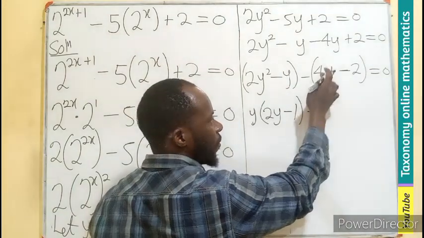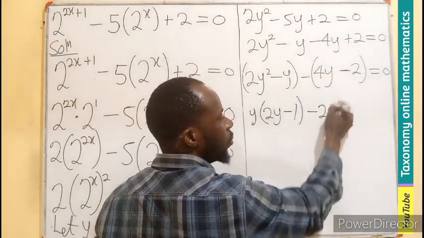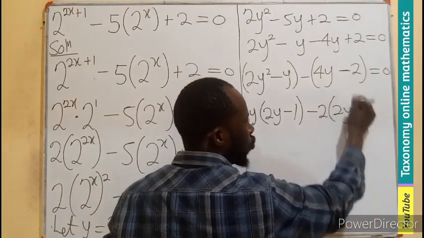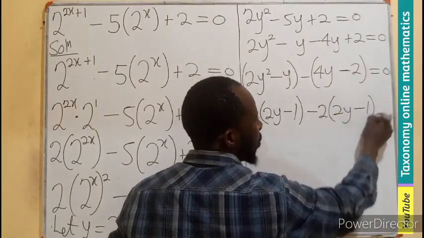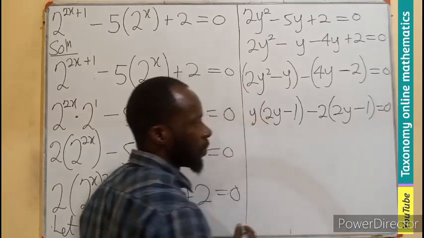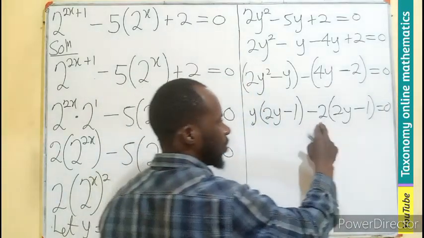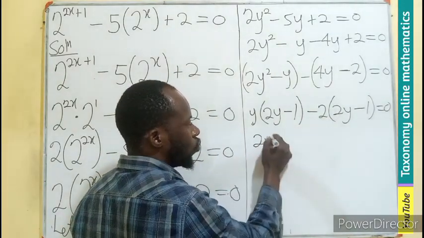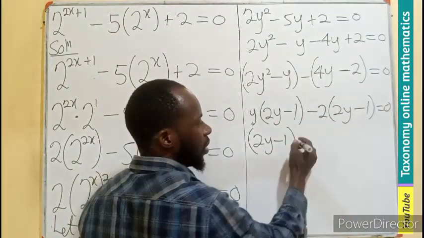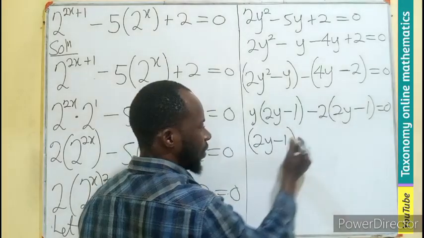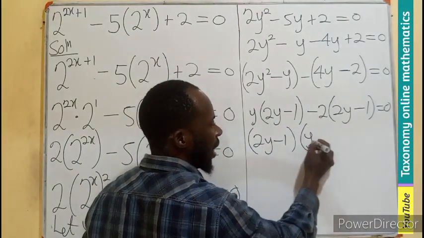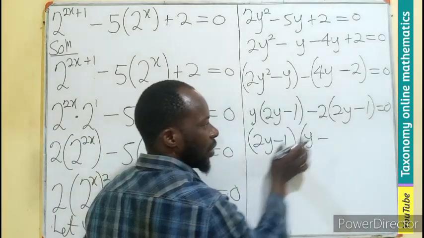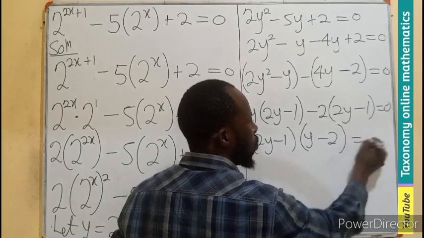Minus common factor for 4 and 2. I believe that will be 2. Dividing this will give you 2y. Dividing 2 will give you what? 1. So that equals to 0. This is multiplying. This is multiplying. So this is a common factor. So we pick them out. 2y minus 1. Then if you divide this by this, you'll be left with only y. If you divide the whole of this term by this, you'll be left with only 2 equals to 0.